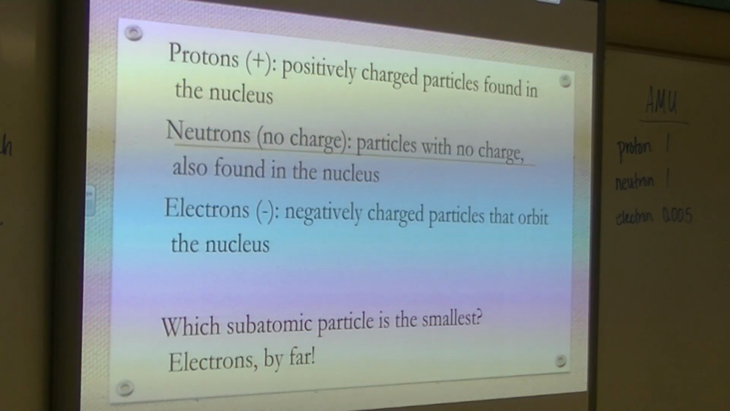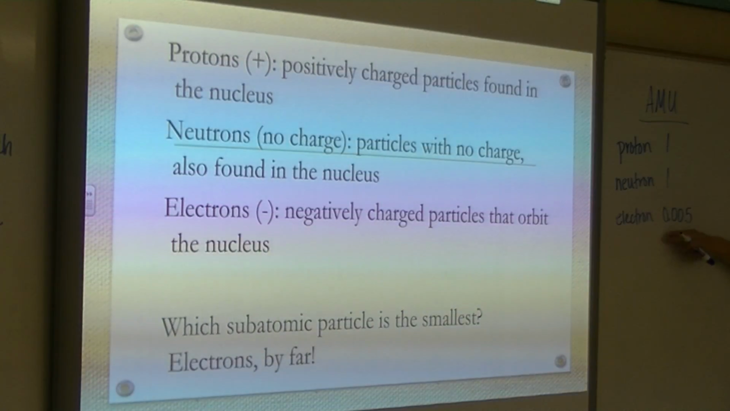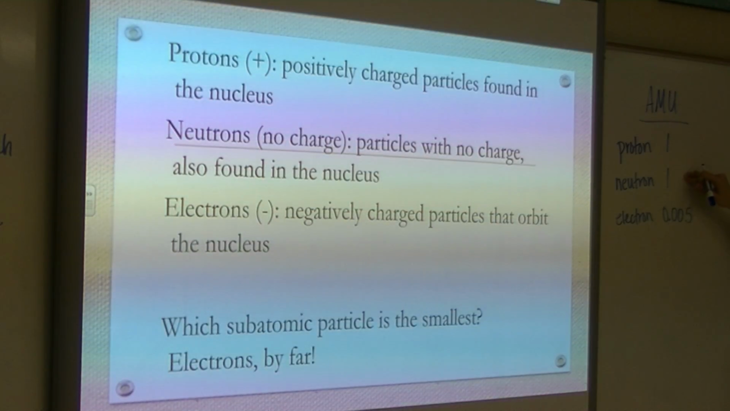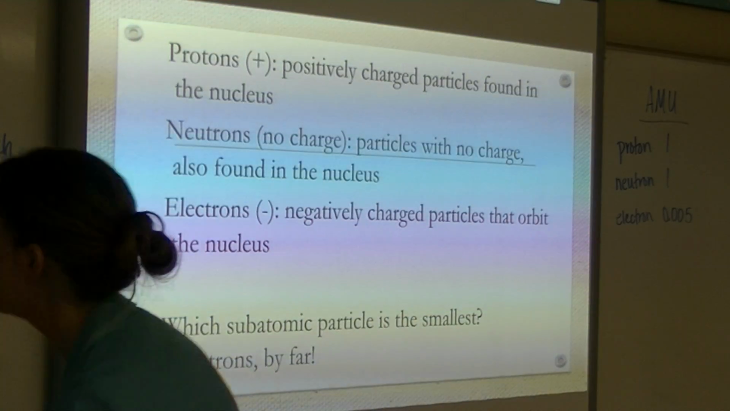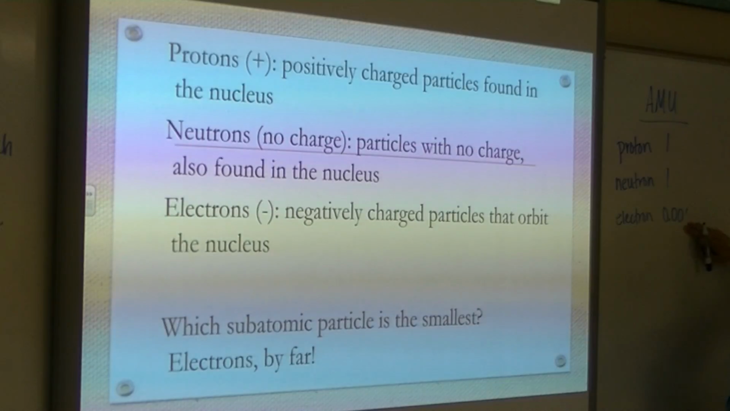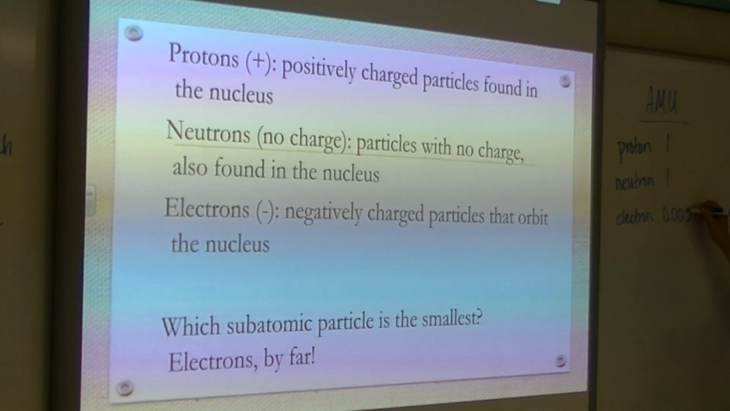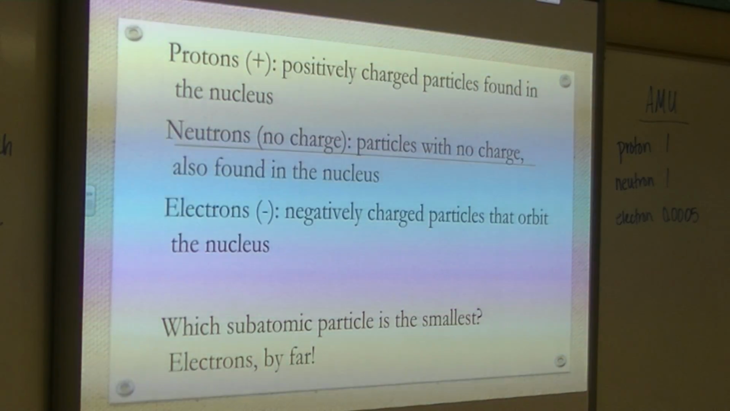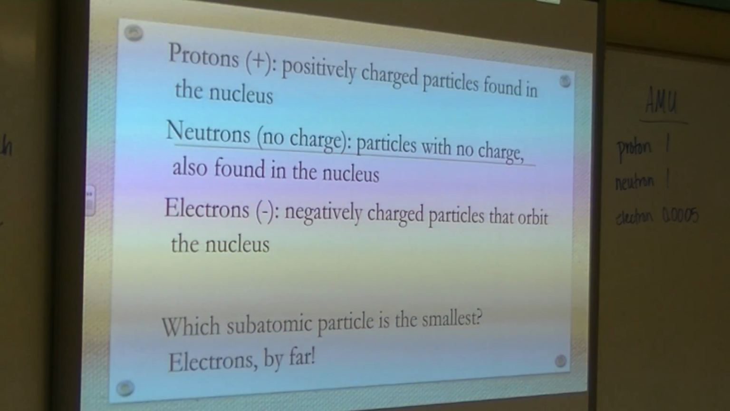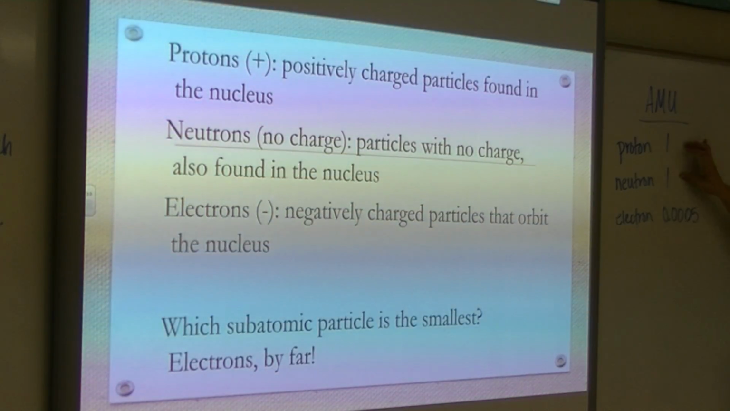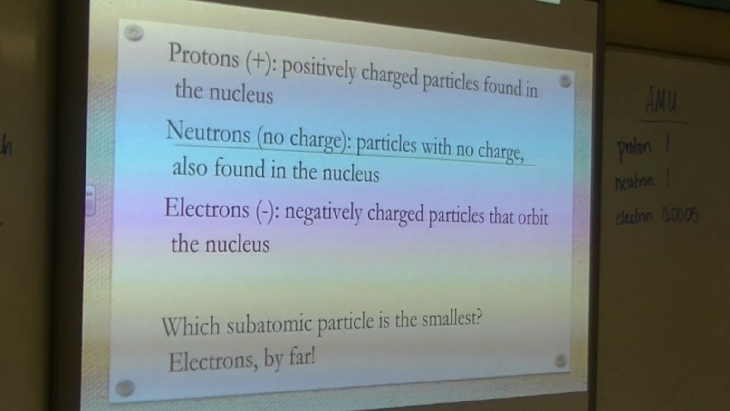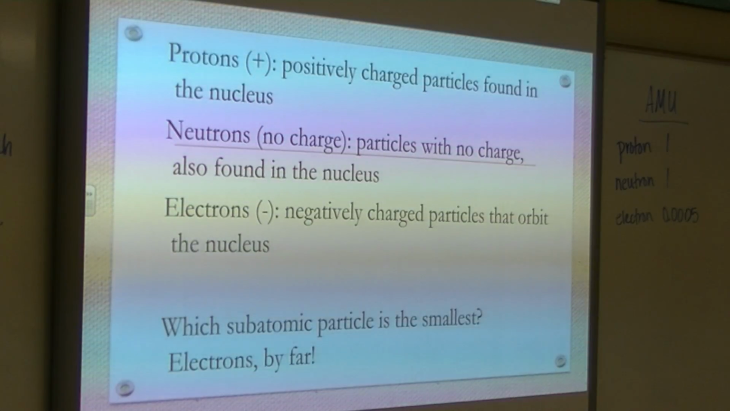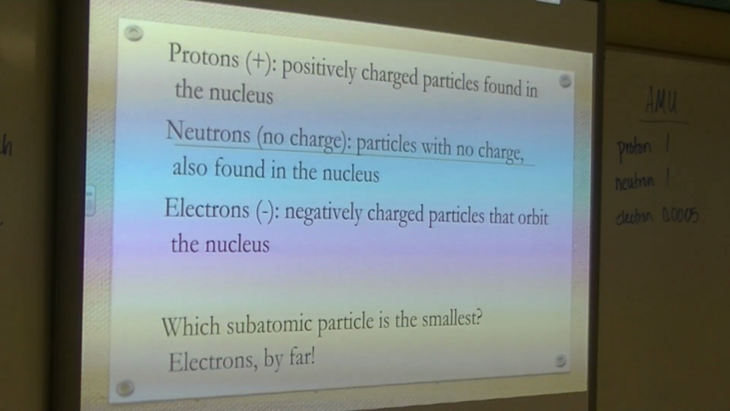Okay? So significantly smaller than these. Oh, 3 zeros, sorry. I wrote that really funny. So even smaller. Okay, 0.0005. This is how much smaller electrons are than protons and neutrons. So when you look at the atomic mass of an element on the periodic table, most of the mass is coming from the nucleus, right? Protons and neutrons.